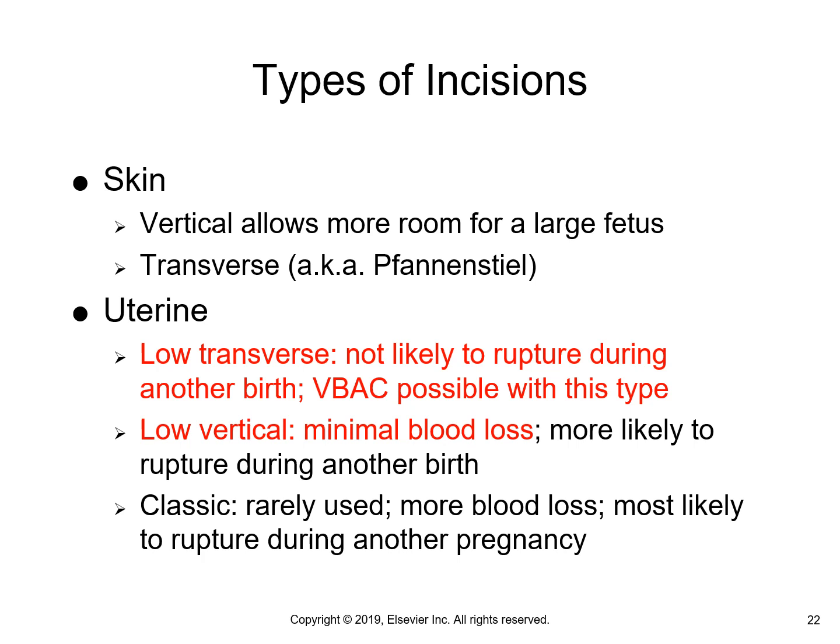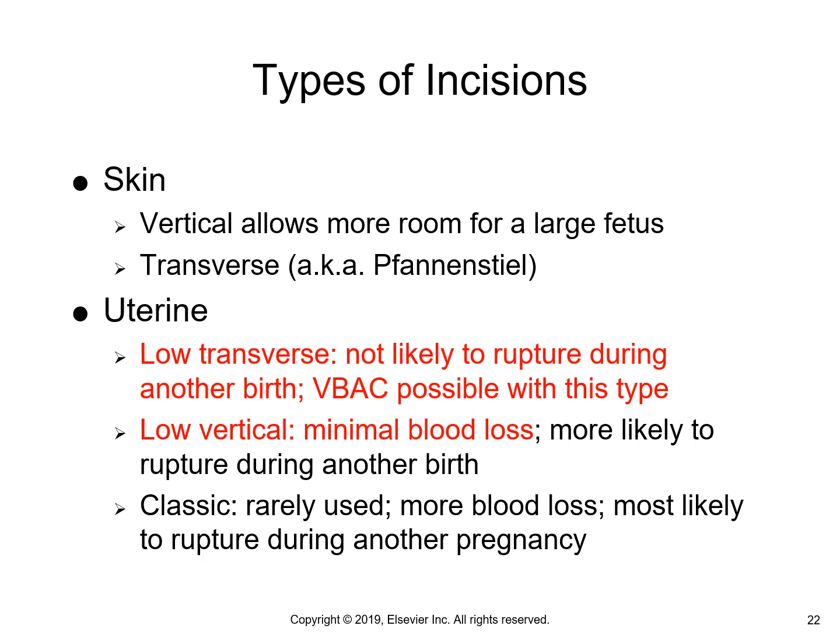Okay, types of incision. There are types of incision for your cesarean birth. We have your vertical and you have your transverse. Vertical allows more room for a large fetus. And then you have your transverse, also known as Pfannenstiel. If you look at your book, page 190, figure 8.4, those are some samples of types of uterine incisions for cesarean birth.